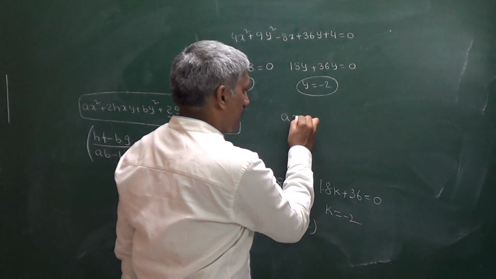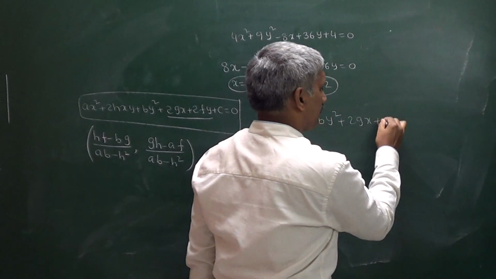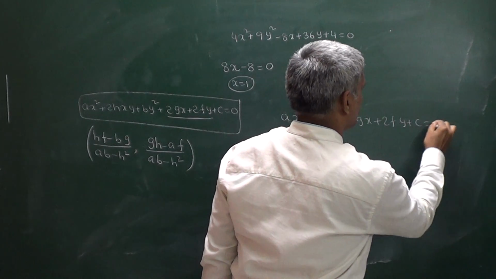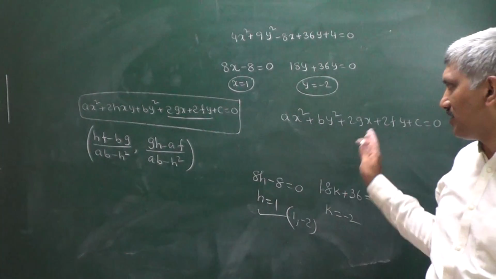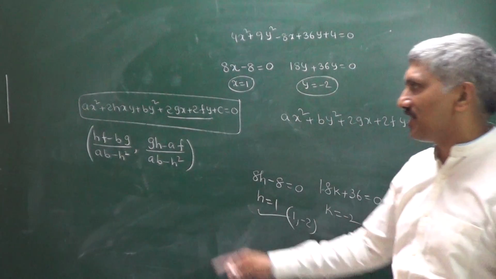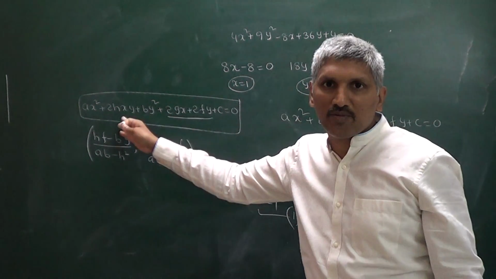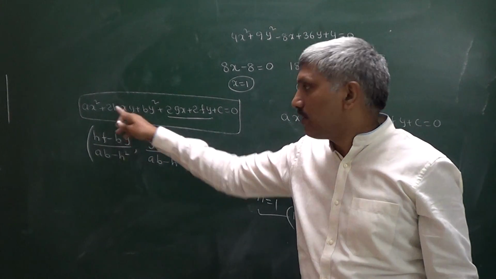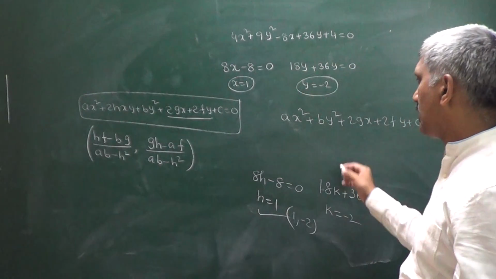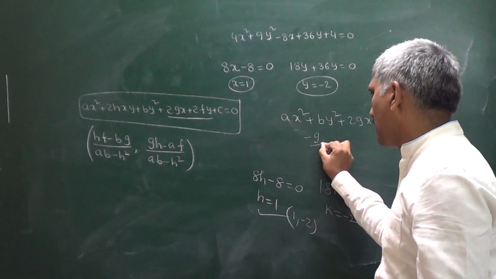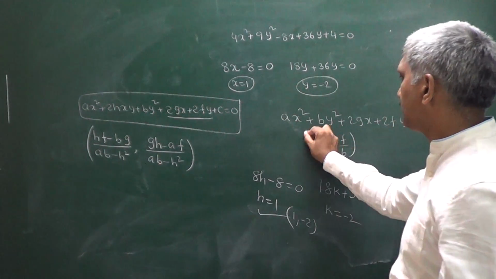Here is another one, ax square plus by square plus 2gx plus 2fy plus c is equal to 0. To remove the first degree terms in this equation, what is the difference between this equation and the earlier one? Here the h term is not there. That means the xy term is not there, but here the xy term is there. What is the xy coefficient here? h. Put h is equal to 0 here. If you put h is equal to 0, then what happens? Minus g by a, comma, minus f by b.